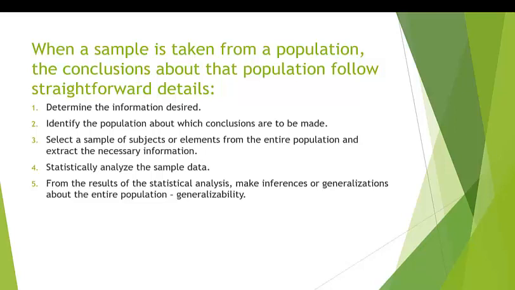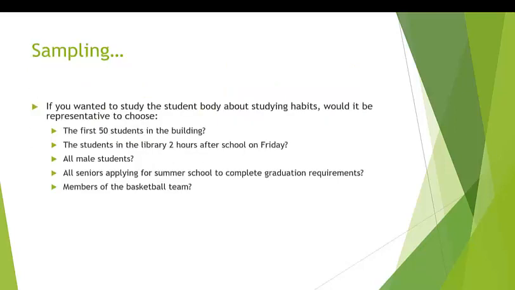When we're talking quantitative statistics, we can generalize these to the larger population. Okay? Or infer is another word that we'll use. So that's what we're going to do. We're going to determine what we want, identify the population that we want to study using that characteristic or that information, get a sample of subjects from that population, analyze the data, and then from those results generalize our results back to the population. So it's all about the sampling then. It's easy to identify the population, but it's all about the sampling.